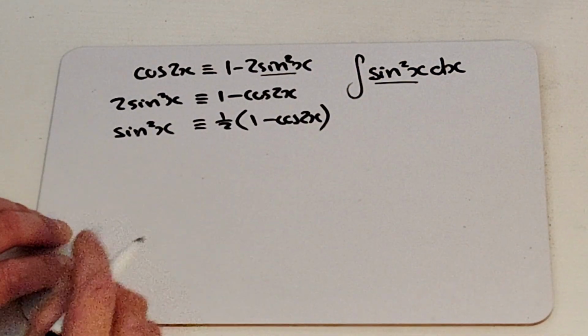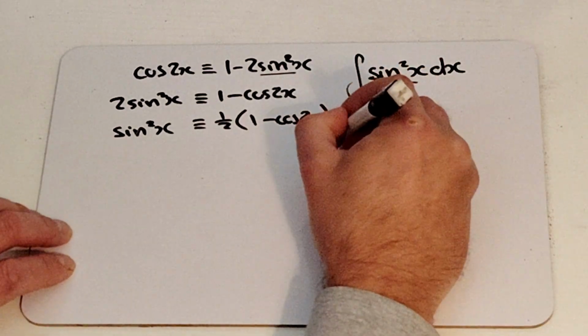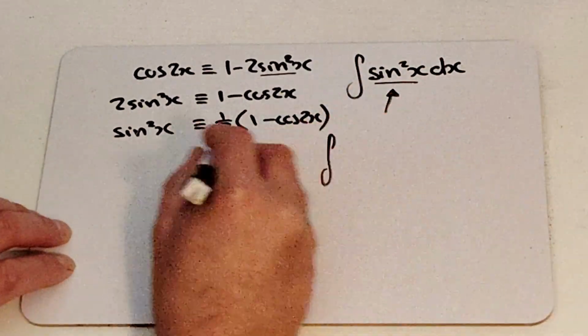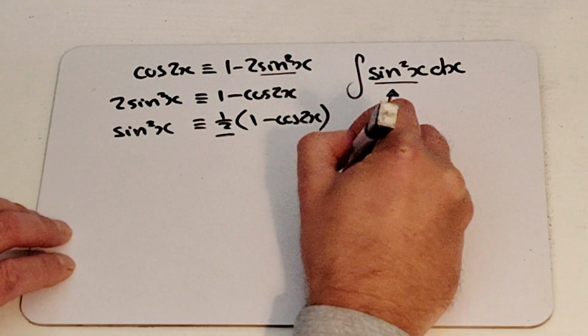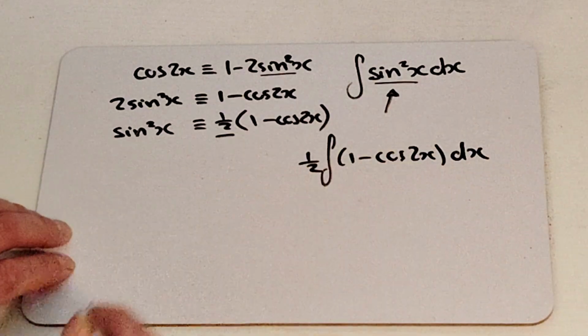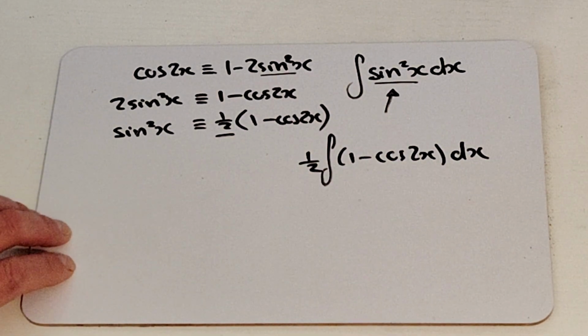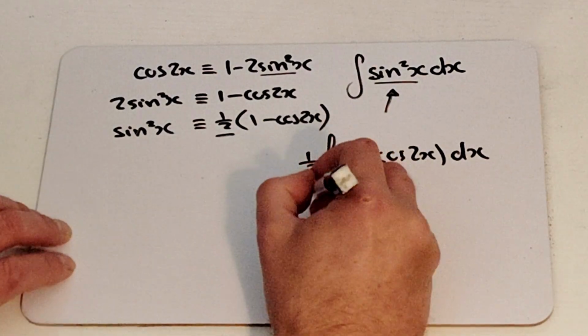So I can now substitute my identity into my integral. My integral now becomes the integral of, I'm going to take the half outside because it's a constant, and I'm going to have 1 minus cos 2x dx inside my integral. Now I can integrate that directly because it's a fairly straightforward process now.